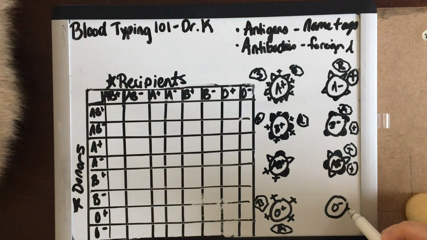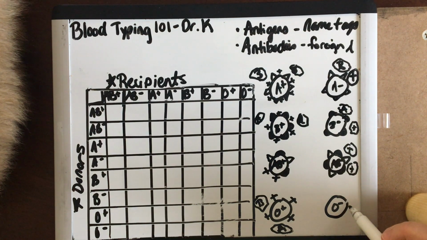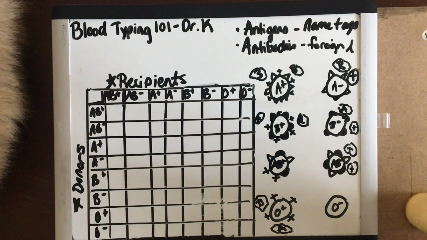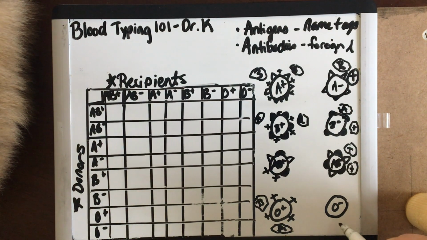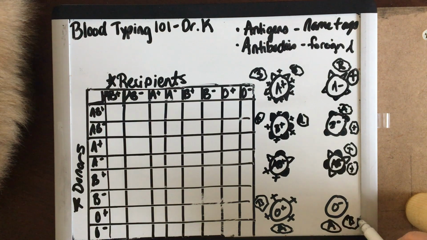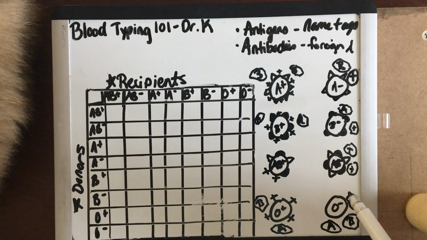Last one is O negative. No O or no A name tag, no B name tag. Also, there's no positive name tag. So these guys, what don't they have? Everything. So they have A antibodies, they have B antibodies, and they have the Rh antibody. Okay, so that's all your blood types. Those are the 8 blood types.